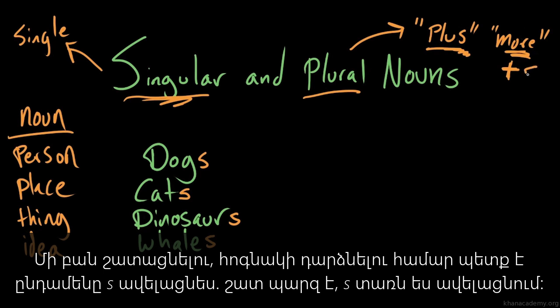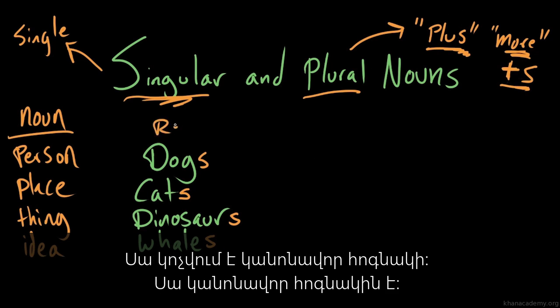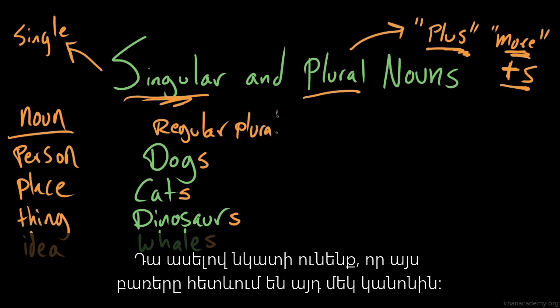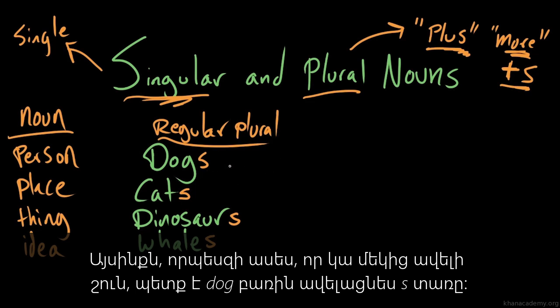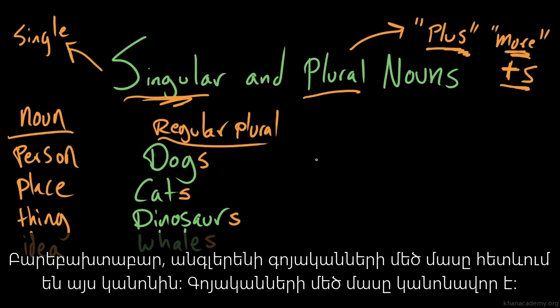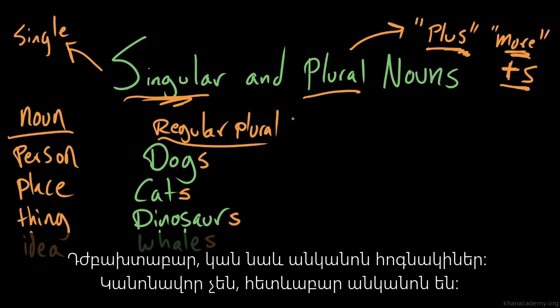So, if you want to make something plural, think about plus, more. All you have to do is add an S. Like that. Add an S. This is what we call the regular plural. This is the regular plural. And what that means is it obeys this one rule. All you have to do to say that there's more than one dog is throw in an S. And we're lucky because most English nouns behave that way. Most nouns are regular.